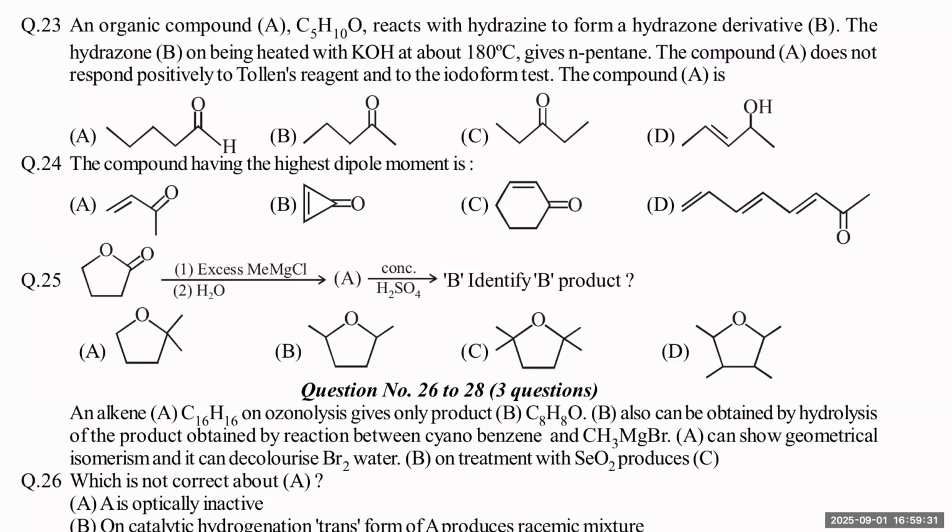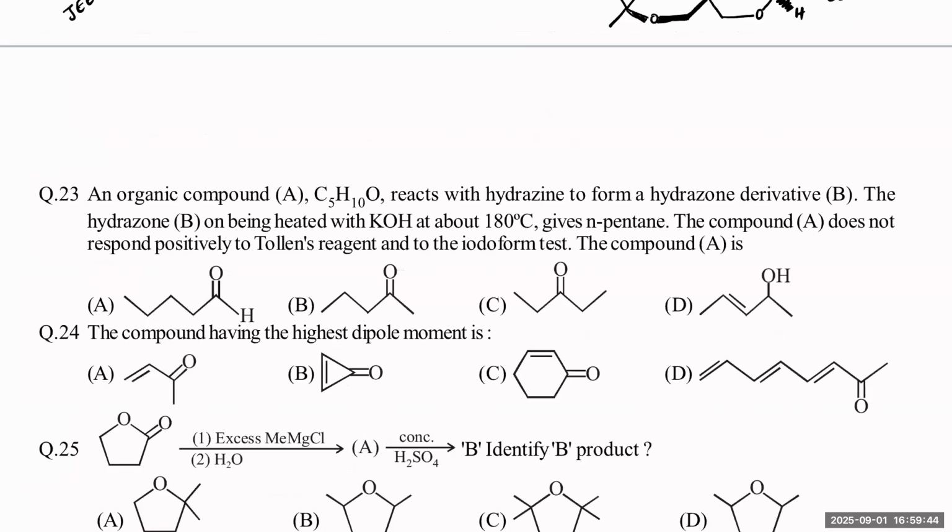If this is not responding positively to Tollens reagent and neither to iodoform test, that means it is a ketone without a methyl group. So it has to be a ketone without a methyl group, correct? So if 5 carbons are there and I need to make a ketone without a methyl group, this is the only possibility I have. Check. Isn't it? Otherwise, I need to put some kind of methyl on either side. If you put methyl, that means it will give iodoform. So the answer is this one.